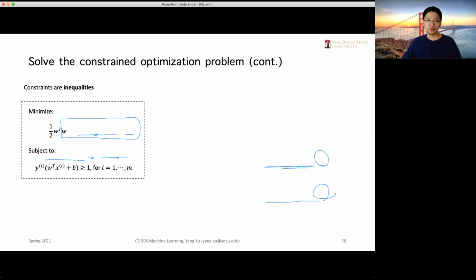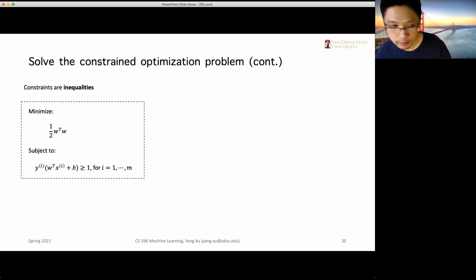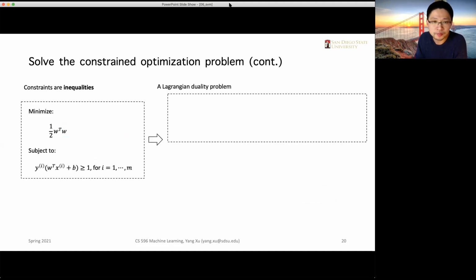So we need to use the Lagrangian multiplier method to solve this optimization problem. We basically need to convert the original minimization problem into a minimizing and maximizing problem. It's a typical Lagrangian duality problem.